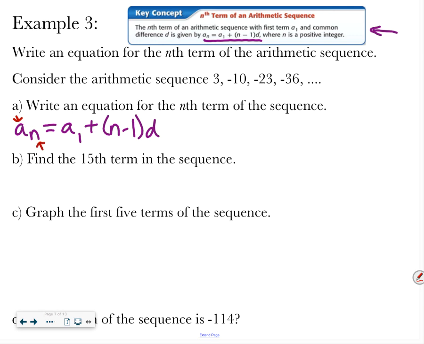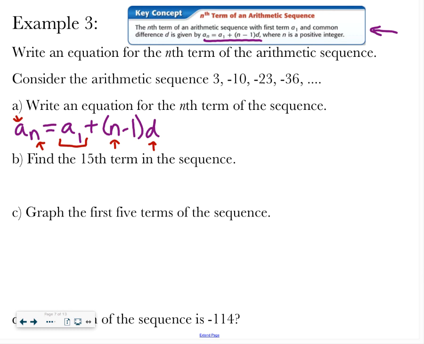N tells us which number in the sequence we're talking about, whether it's the first term, the 15th term, the 100th term. You can plug whatever number you want in for that. A sub 1 represents our first term in the sequence. It's the first number we're given. N represents the same thing on the right-hand side of the equation as the left. It tells us what term number we are talking about. And d represents the common difference.